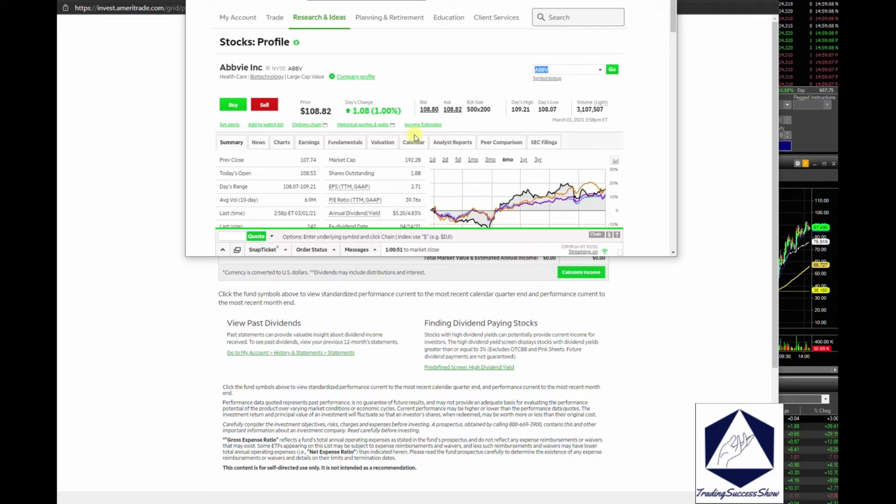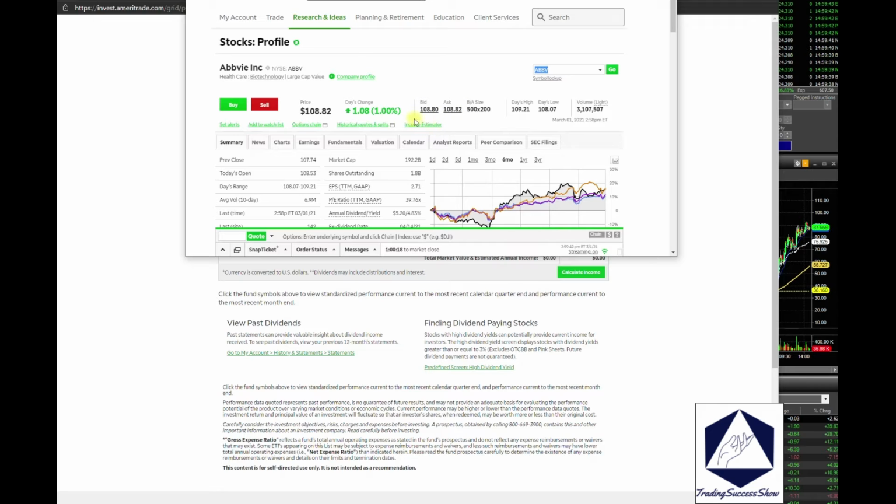The reason why I'm doing this is because I haven't seen much out there about the income estimator using TD Ameritrade. So that's the reason why I'm doing it. Okay, so at this point we have our income estimator. You can add so many tickers, so many companies, and figure out if you have 100 shares or 50 shares, what it's going to be at the end of the year or quarterly.